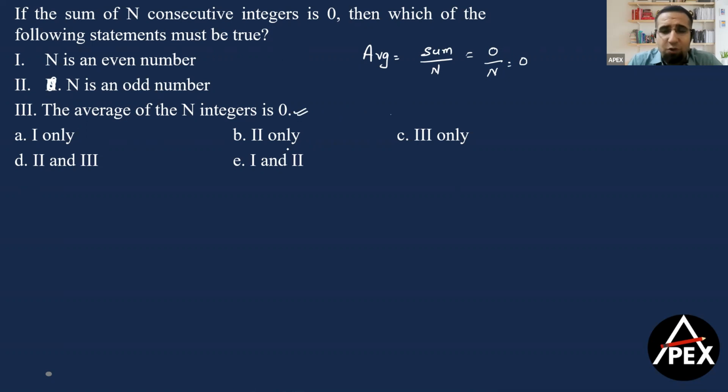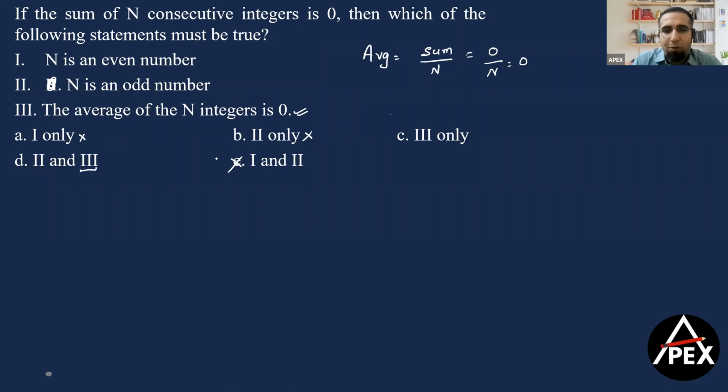Sometimes what students do is, in a hurry, they take option C, right? But look at the options carefully. One only is definitely not going to be our answer because three is correct. Two only is definitely not going to be our answer because three is also correct. Now, option D has statement two and statement three, because this also has statement three. So we have to keep this on hold. And option E has statement one and statement two, so this is also incorrect.